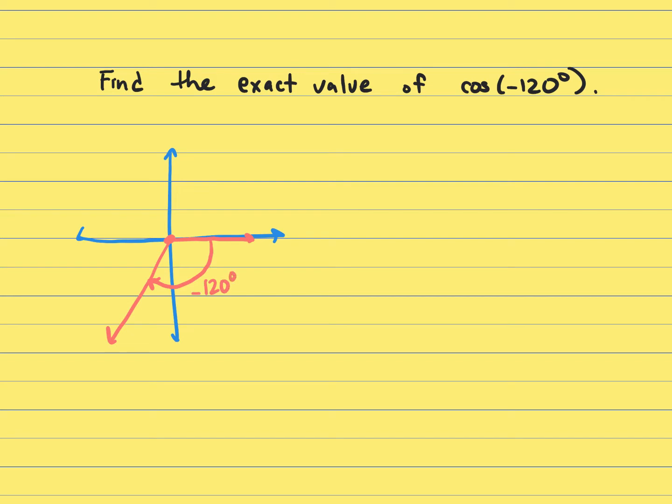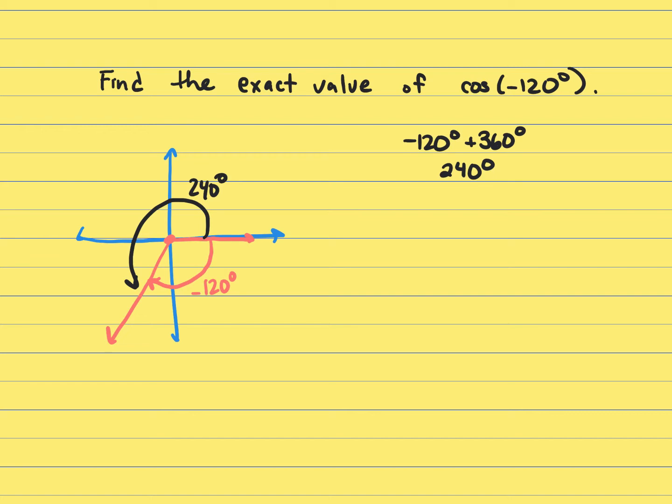So what we want to do is figure out the exact value of this using our triangles. If you remember, we always want to try to find an angle that is positive and between 0 and 360. So negative 120 is not that, but remember from coterminal angles, we can always add and subtract 360 degrees. So if I add 360 degrees to this negative 120, I will get 240 degrees. So 240 degrees is a coterminal angle to negative 120 and will have the same value. So 240 would look something like this.